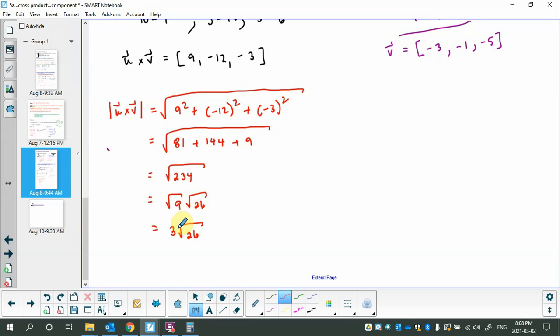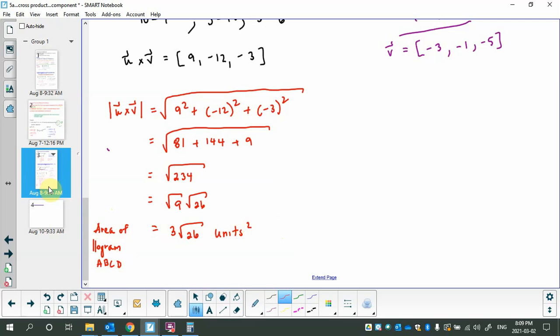And I did not have units on this thing. I just had coordinates to begin with. So I can't put centimeters squared for area, but I can put units squared. And this is the area of parallelogram A, B, C, D.